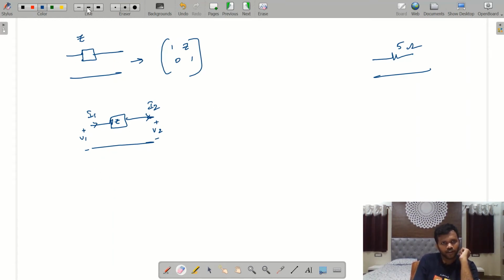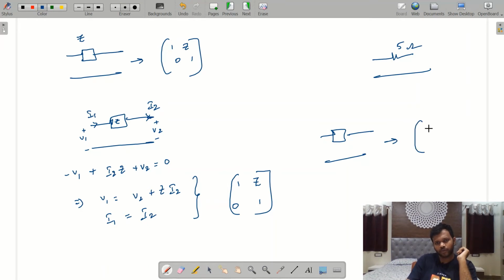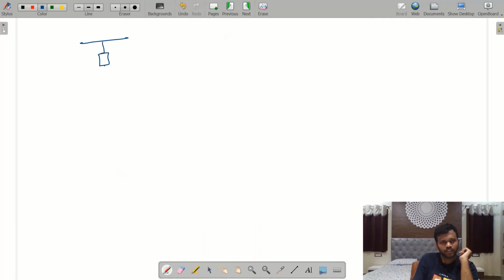Minus V1 plus I2 into Z plus V2 equal to 0. So V1 equal to V2 plus Z into I2, and similarly my I1 will be equal to I2. So from these two equations, we can write the ABCD parameters as 1, Z, 0, 1. So if a series impedance is there, then my ABCD parameters are 1, Z, 0, 1.